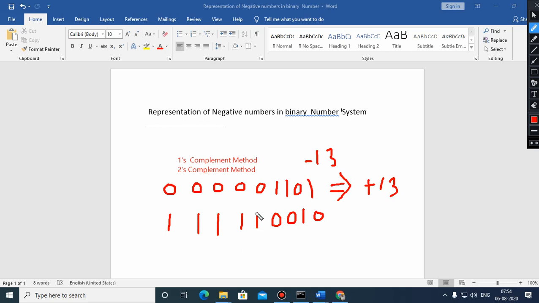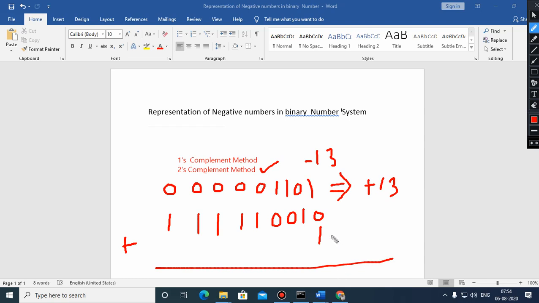Now we are going to see what the two's complement method is. In the two's complement method, we first need to find the one's complement of that positive number, and that is the one's complement representation. Then we have to add 1 to it, one extra bit we have to add.